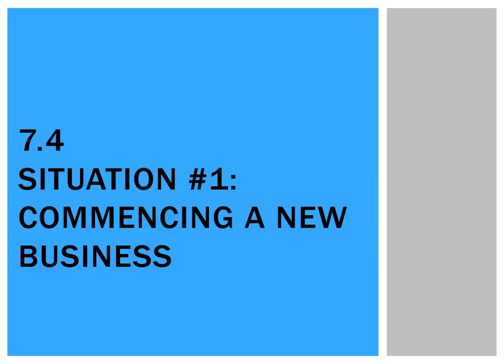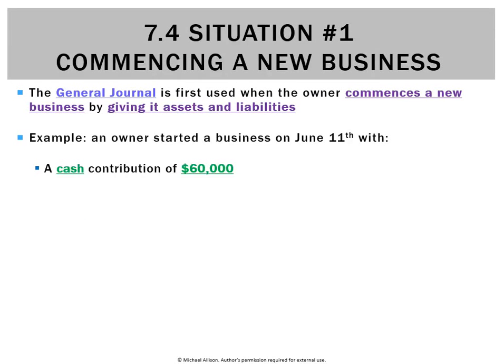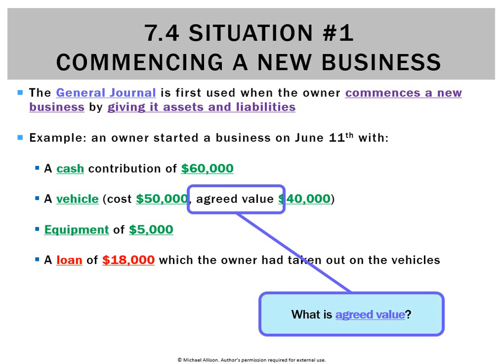The first situation where we might need to use the general journal is when the owner commences a new business. So, for example, let's say the owner gave the business to begin a cash contribution of 60 grand, a vehicle which cost 50 and had an agreed value of 40, equipment of 5,000 and a loan of 18,000 which was taken out against the vehicle. So it's important to note that the owner can give the business liabilities as well as assets. So in this case, a loan of 18,000.